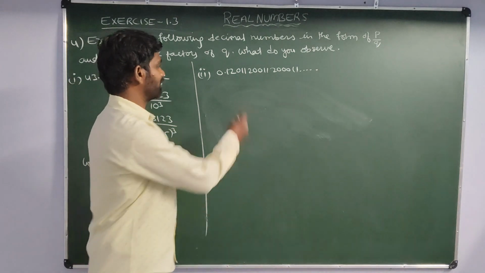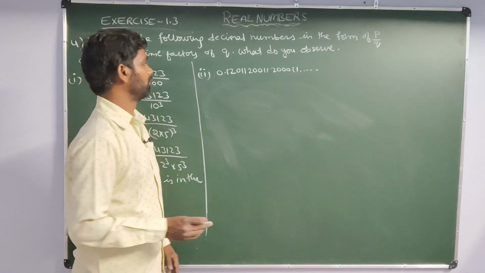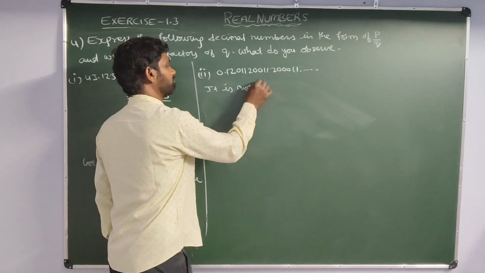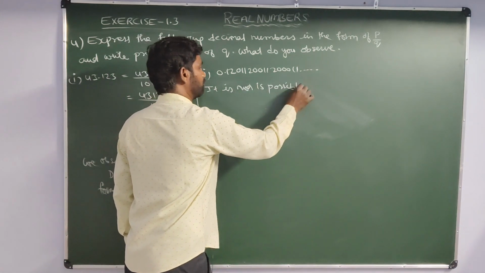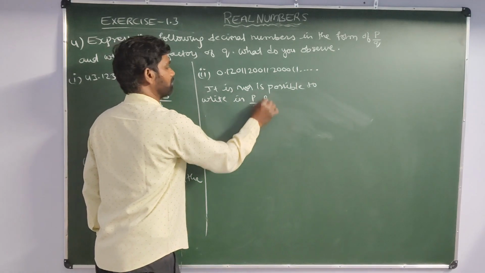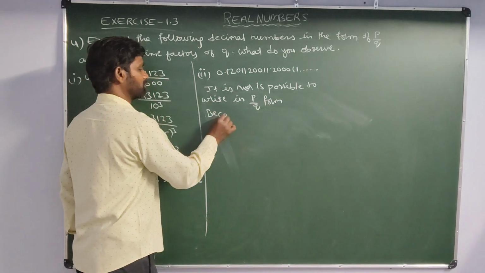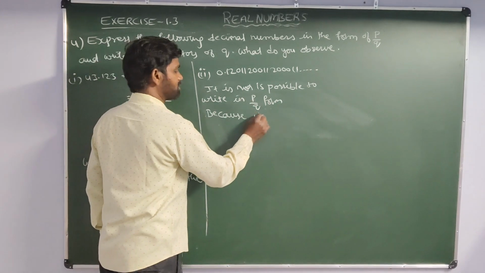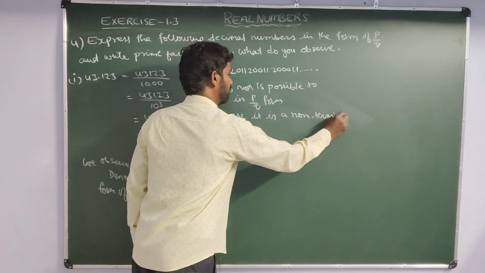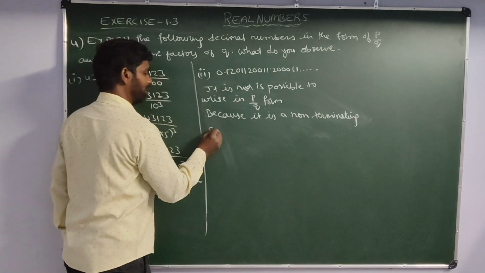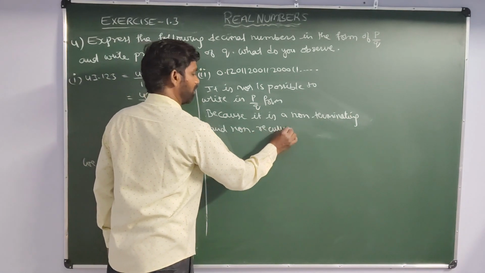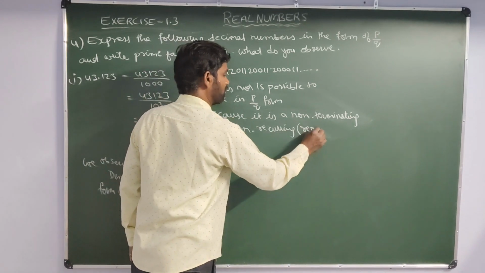0.12011200011 and so on. So here there is no particular pattern repeating, or simply we can say that it is not possible to write it in P by Q form. Because, why? Because it is non-terminating and non-recurring, or it may be called non-repeating.